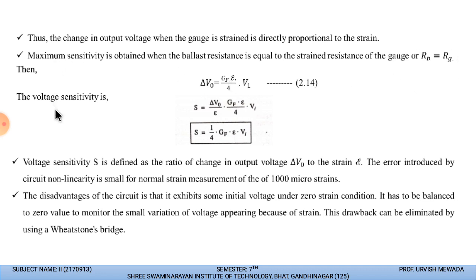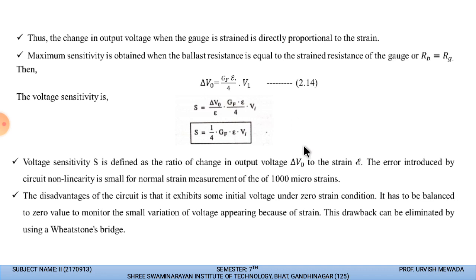So the total voltage sensitivity will become S is equal to the change in voltage, delta V0, divided by epsilon, the strain applied. And V0 is the gauge factor into epsilon divided by 4 into Vi. So this equation will become S is equal to 1 by 4 GF into Vi. From this we can write that the sensitivity is directly proportional to the gauge factor and the input voltage.